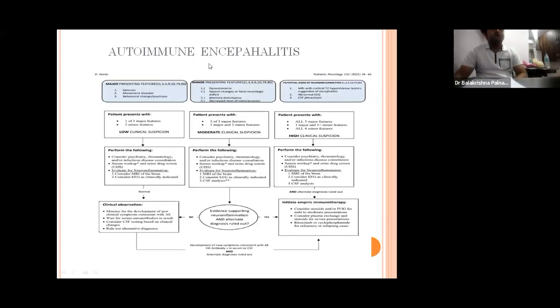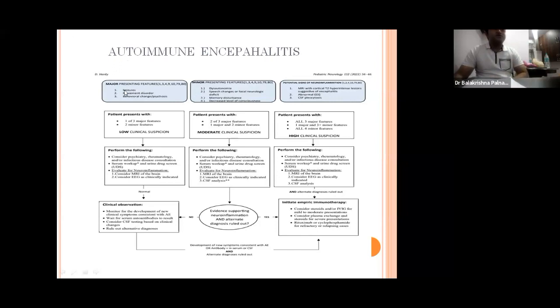So how are we going to rule out? In this particular child, I'm currently thinking of autoimmune encephalitis. So what could be the major presenting features? There is a criteria for that. Simply, you can't tell the suspicion. So we'll go to that slide next, but I'll just briefly give a description.